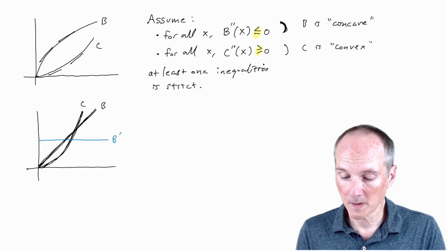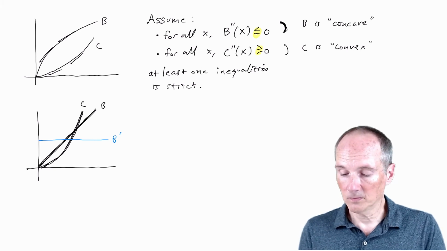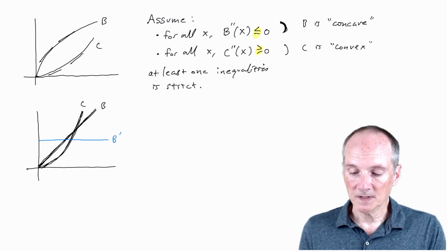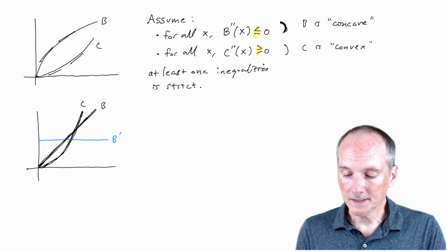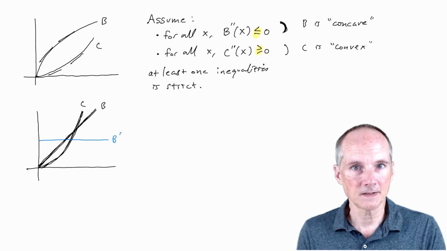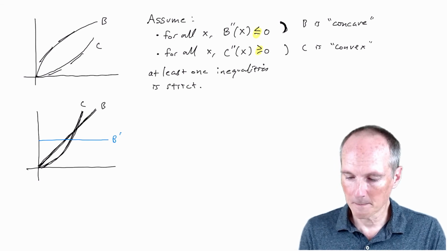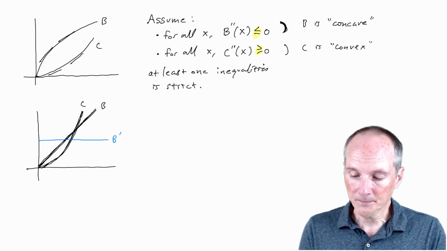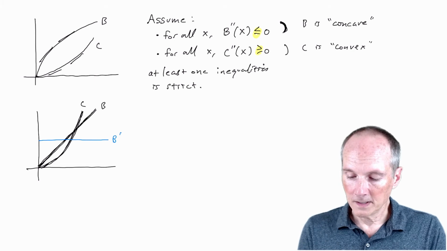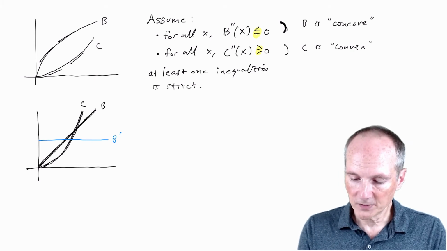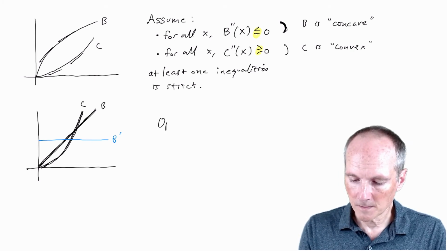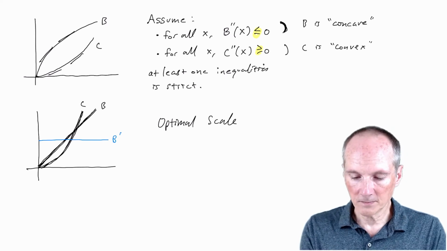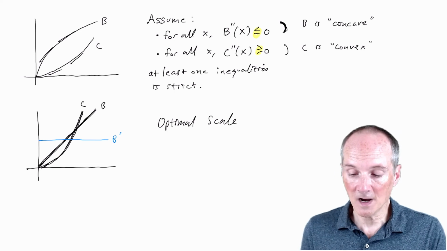Okay. All right, so where are we then? We've imposed more structure on this problem, and I want to go back to the existence question. When does there exist an optimal scale? Well, in all the pictures I've drawn so far, there is an optimal scale.